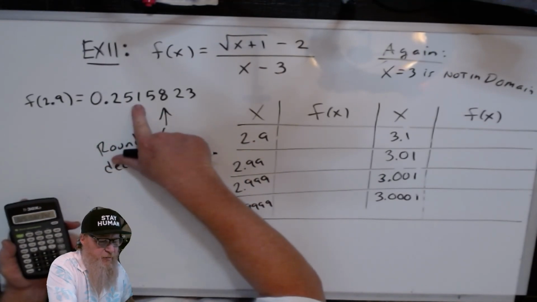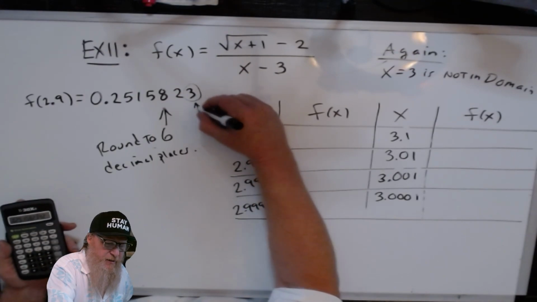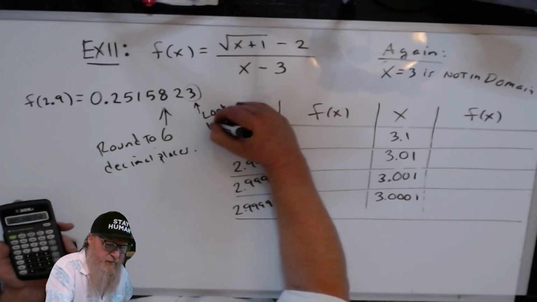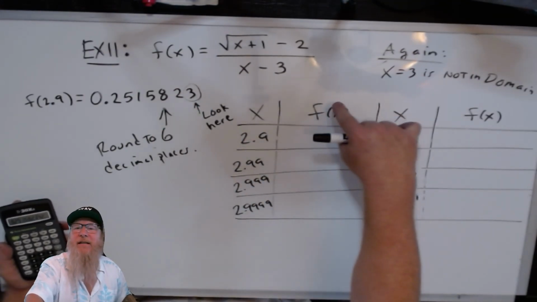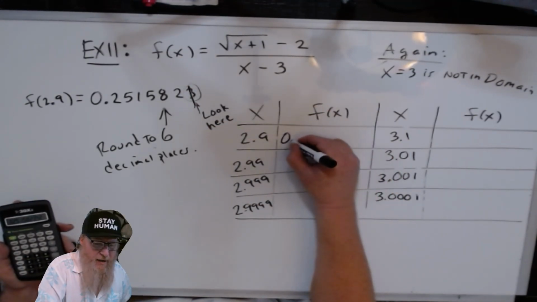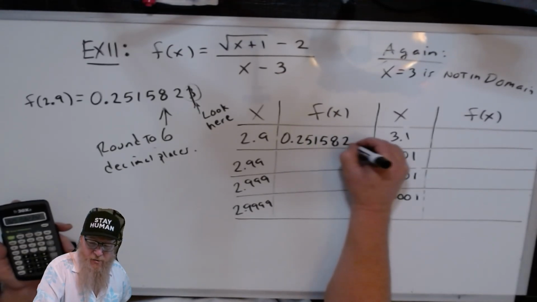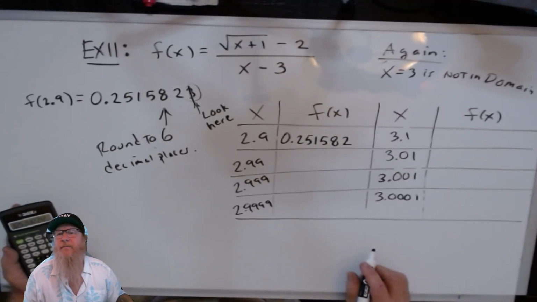So 1, 2, 3, 4, 5, 6. So we're looking here, there's our digit. You don't really need the rest of them. That number is smaller than 5, so we'll throw that away. We get 0.251582. That's 6 decimal places.